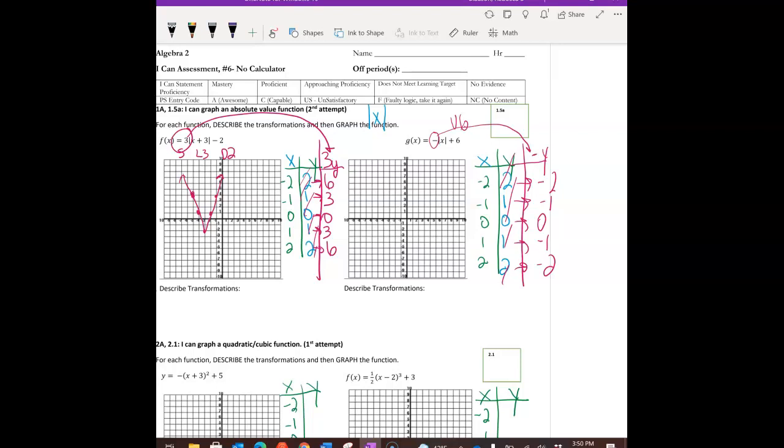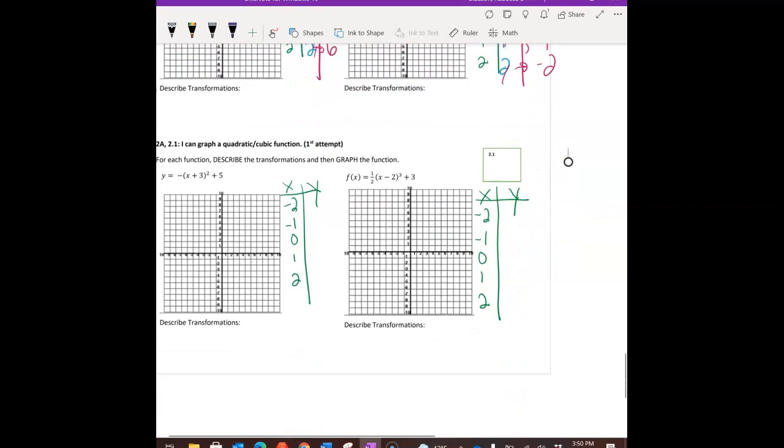So right now I'm at -2, -2, and I'm going to go up 6, end up right there. I'm at -1, and I'm going to go up 6. 0, 0, and all the other points, and then I get a nice upside down V. All right, and our quadratic and our cubic.